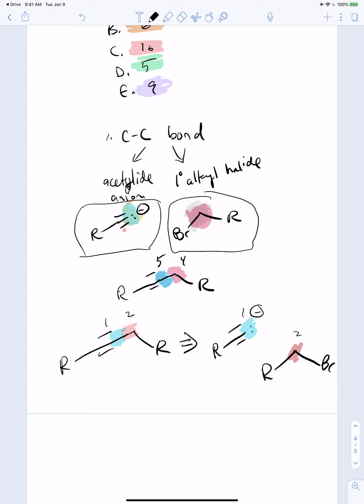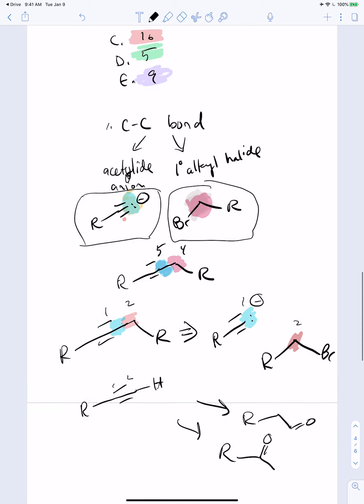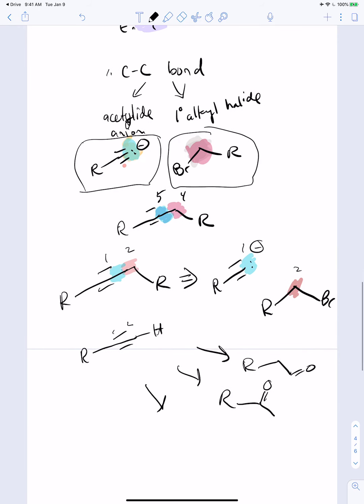Also probably important is to know all the different things that an alkyne can form. I'll just use the terminal alkyne, but alkynes can form aldehydes, they can form ketones, depending on the reagents, right? I can do double bonds there.